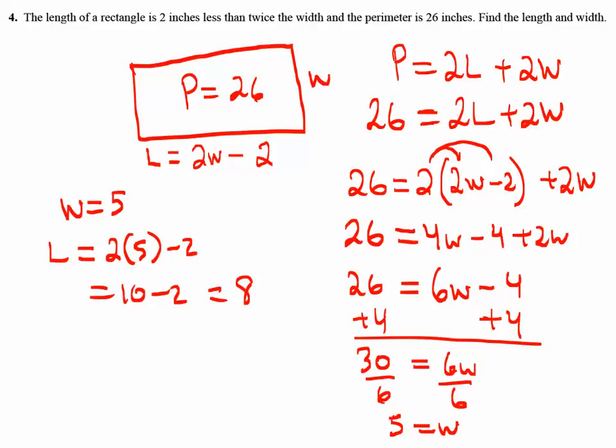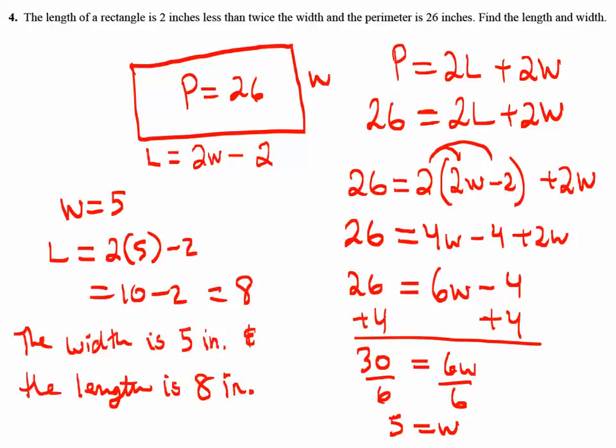Alright, and then we've got to write it out in an English sentence to make sense of what we're trying to say. So how about this? Will this work? It says the width is 5 inches, and again, include your units, and the length is 8 inches.